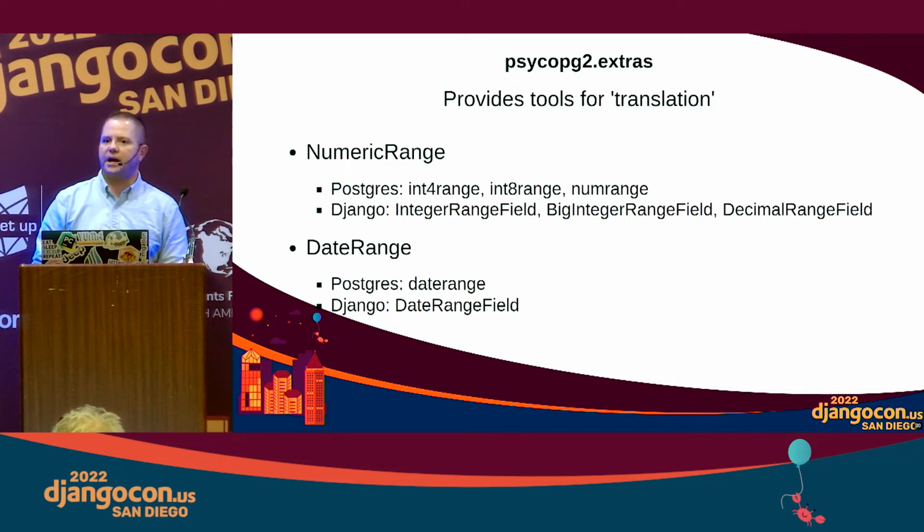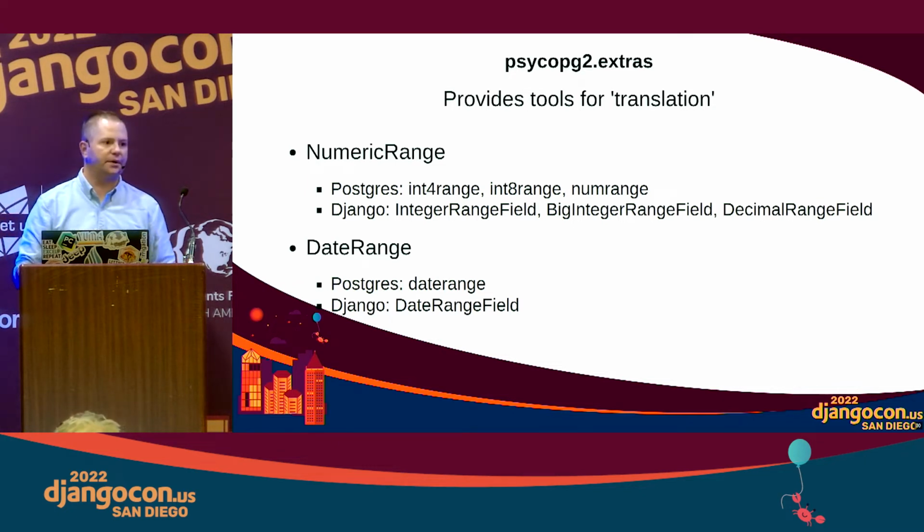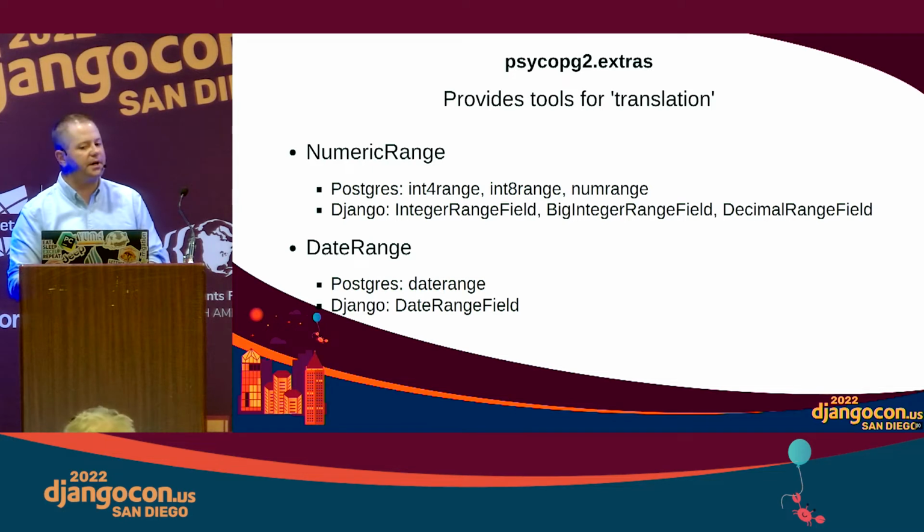So how do we actually use these? The psycopg2 extras package provides some tools for translating between Django fields and the range types in Postgres. And there's a couple things to keep in mind here. So we've got numeric range and date range, and there's a couple on the next page.